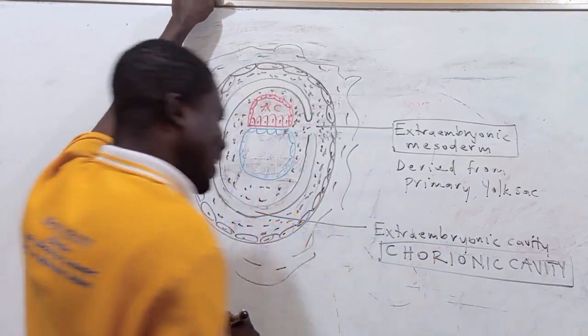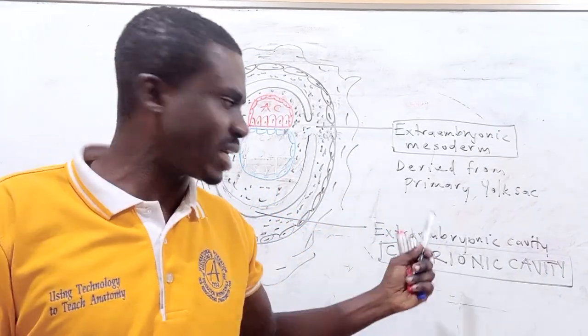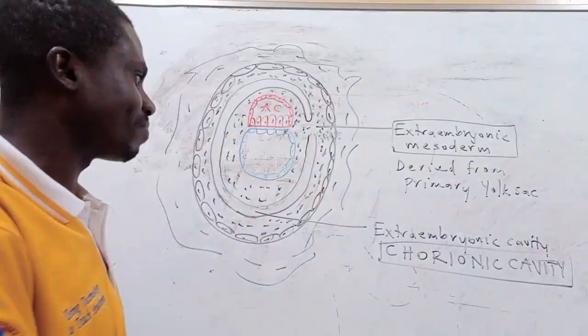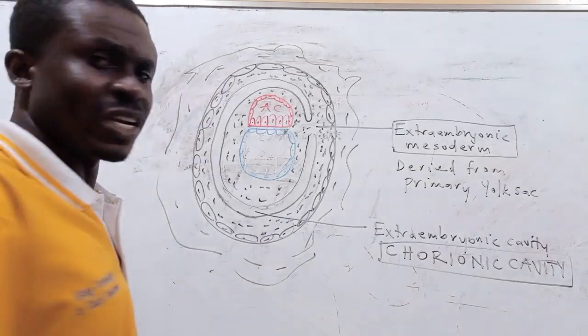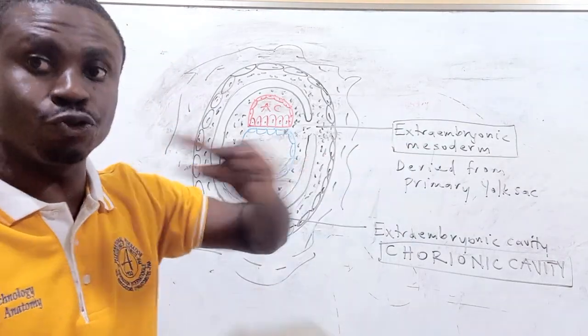Chorionic cavity. So that cavity formed over there. Extra embryonic coelomic cavity, or chorionic cavity. That's what we see here. And my friends, with that, we'll be able to differentiate this extra embryonic mesoderm into two.